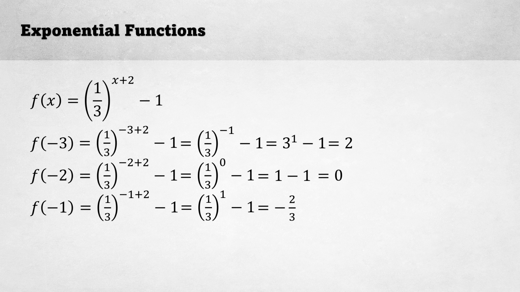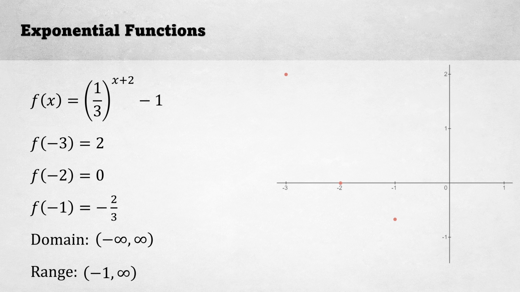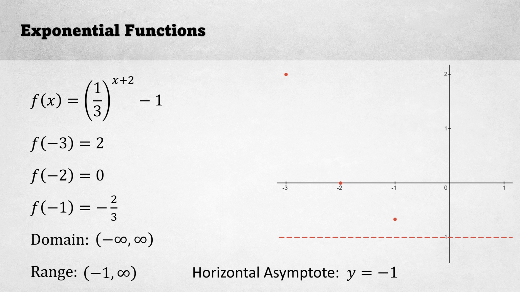Because exponential functions have no domain restrictions, the domain of f of x is all real numbers. The range of the parent function of an exponential function is 0 to infinity, and because of -1 at the end of f of x, all values of the function are subtracted by 1, so the range of the function is -1 to infinity. We can now plot the 3 points we have found. Based on the range of the function, there is a horizontal asymptote at y equals -1, so we draw a dashed line at y equals -1, and then we draw a curve through the points to graph the exponential function.